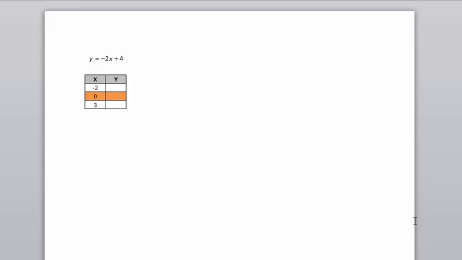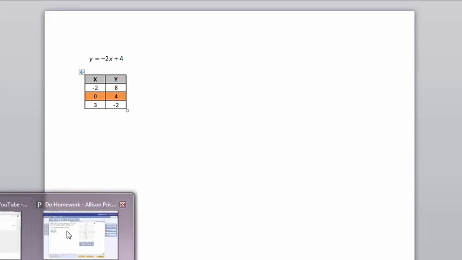So, negative 2. Negative 2 times negative 2 is 4, plus 4 is 8. 0 times negative 2 is 0, plus 4 is 4. And negative 2 times 3 is negative 6, plus 4 is negative 2. So I complete my table of ordered pairs. And let's remember this first one. Negative 2, 8, that's the first one we're going to graph.